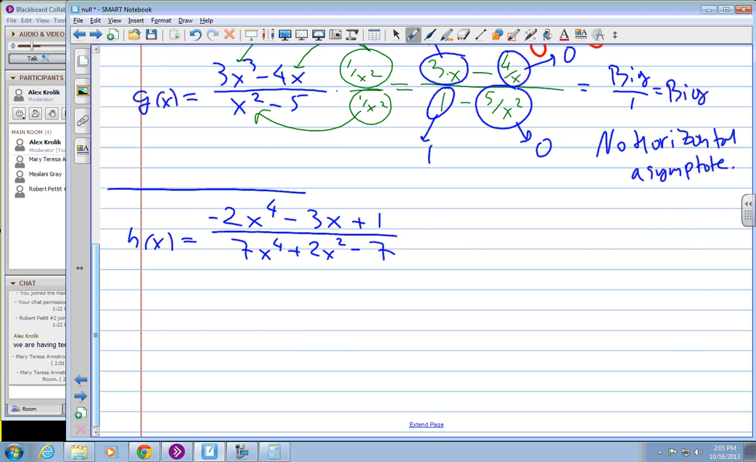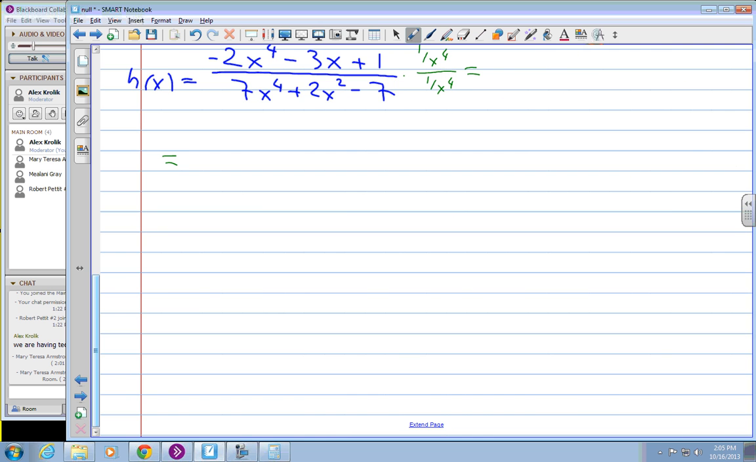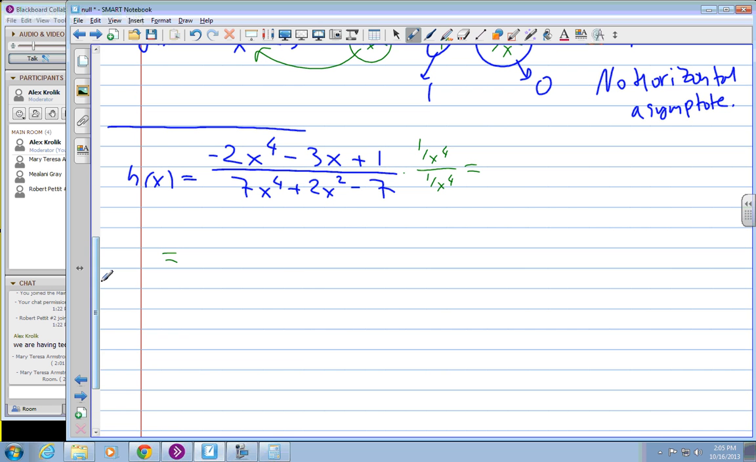And we'll start the same. We're going to look at the denominator, and we'll identify what is the degree of the denominator. 4. So we'll just go 1 over x to the 4th, 1 over x to the 4th. And we'll play the same game. We'll try to distribute. We do 1 over x to the 4th times the first term. What will that equal to? Negative 2? See, it's not that bad.